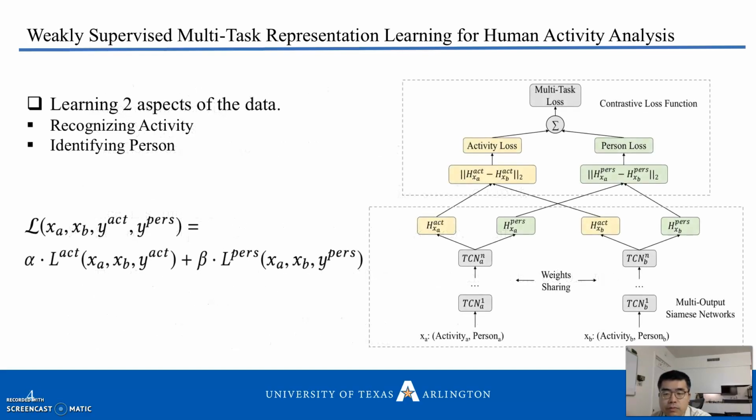In this work, we proposed a Siamese networks-based multitask model. The model will map the data into two representation spaces, one space for the activity, the other space for the person. In the activity representation space, the data will be grouped together if they are the same type of activity, or stay away from each other if they are different activity types. Similarly, in the person representation space, if the data pairs are from the same person, they will stay closely. But if the data pairs are from different person, they will stay away from each other.